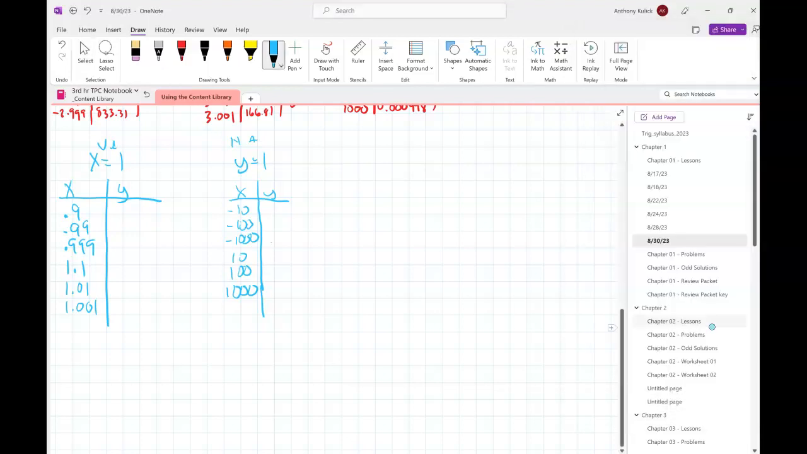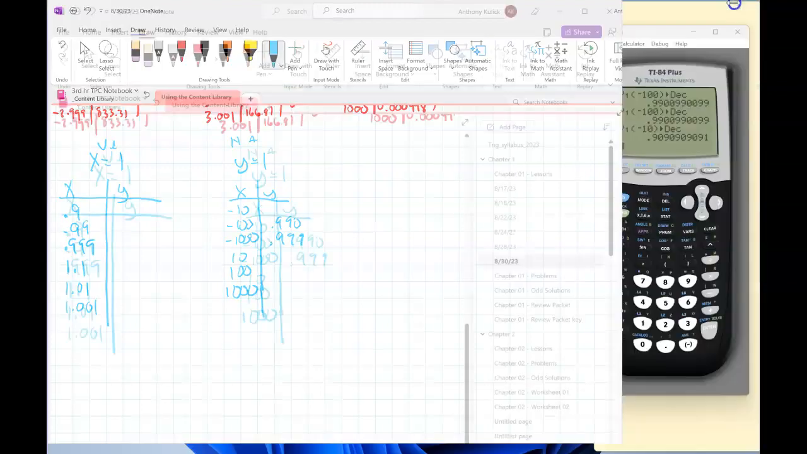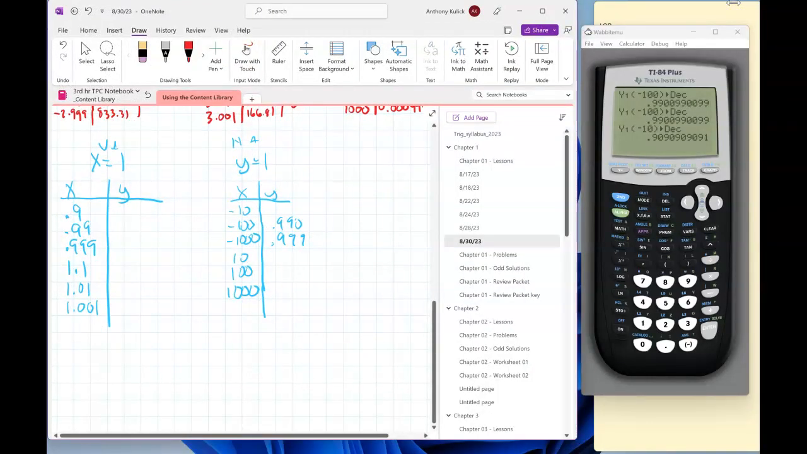So we had 0.999, 0.990, and then 0.909. But together, those look like they're heading towards 1, right? Getting a little bit closer each time.